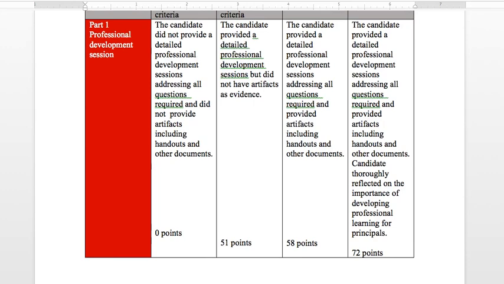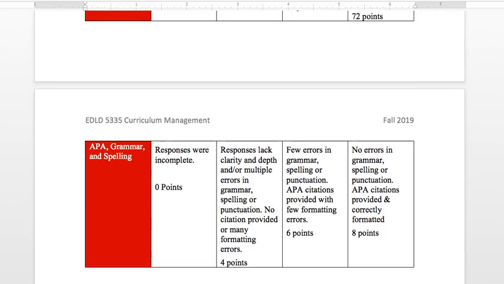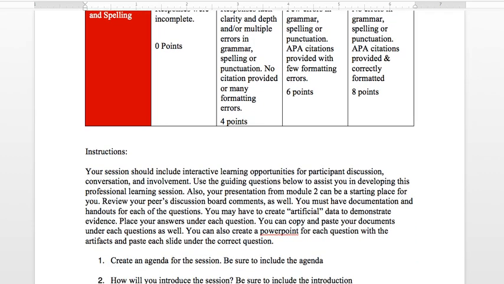Basically, you're going to provide a detailed professional development session. You're going to address the questions that I'm giving you and provide any required artifacts such as handouts that you might give, sign-in sheets, and then you're going to reflect on why it's important for principals to know how to develop and present and evaluate professional learning opportunities for teachers. You need to be involved in that as much as the teachers or your staff developers. So please make sure that you're addressing that. Again, your APA needs to be there, and watch your errors in grammar and spelling.